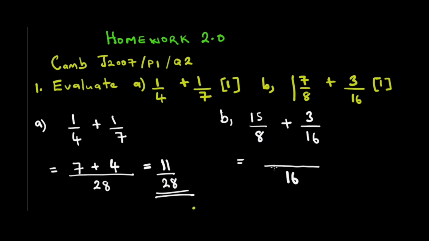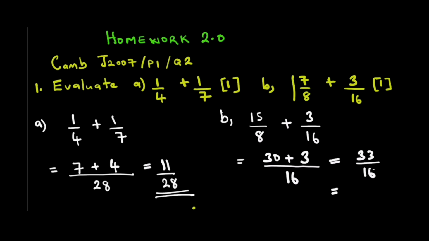8 into 16 is 2, 2 times 15 is 30, plus 16 into 16 is 1, 1 times 3 is 3. That means here it will be equal to 33 over 16. But we cannot write that as our final answer. The reason being, if we look at our question, we see that 1 and 7 over 8 is a mixed number. So we must convert our answer into a mixed number.